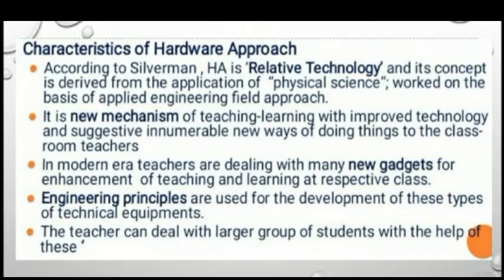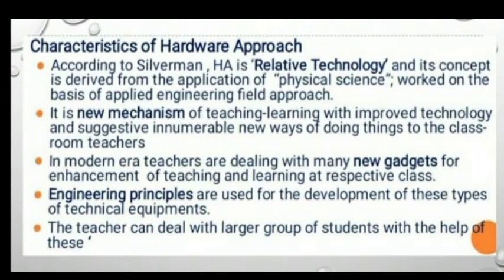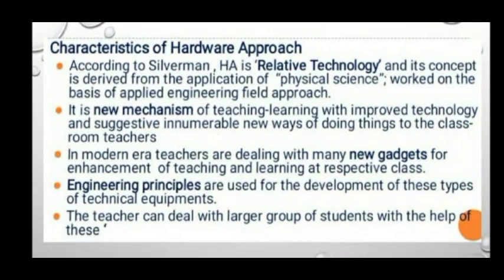Now, there are some characteristics of the hardware approach. So, according to Silverman, the hardware approach is a relative technology and its concept is derived from the application of physical science, as we know earlier, and works on the basis of applied engineering field approach. The second is that it is a new mechanism of teaching and learning with improved technology. In the modern era, teachers are dealing with many new gadgets for enhancement of teaching and learning. The teacher can deal with a larger group of students with the help of this.